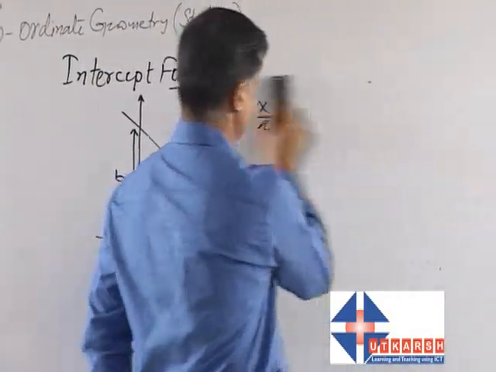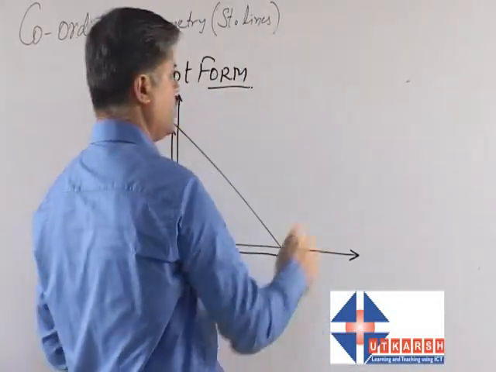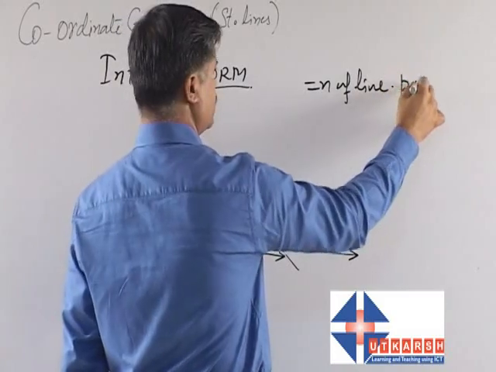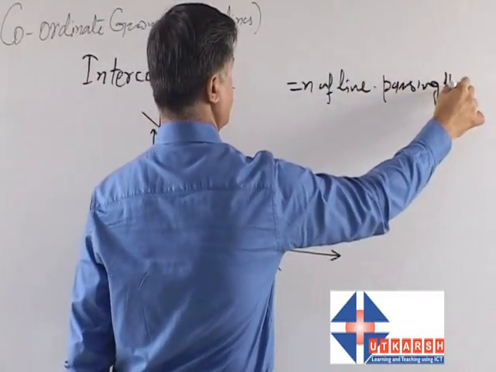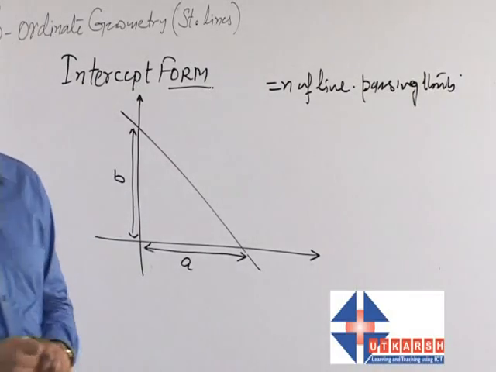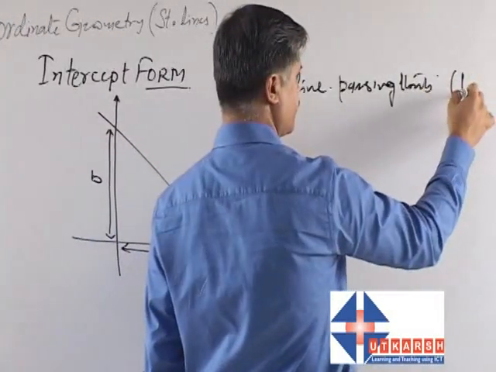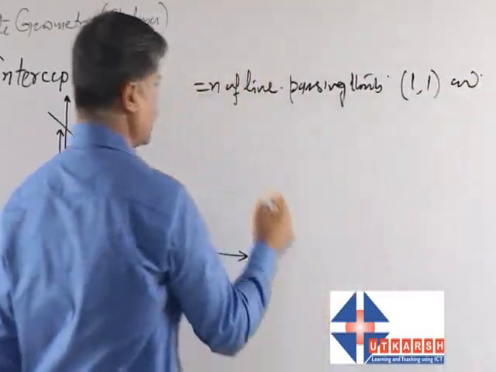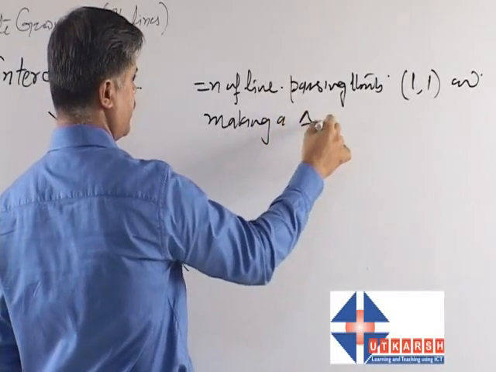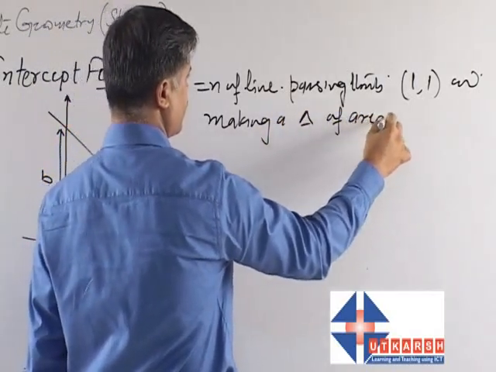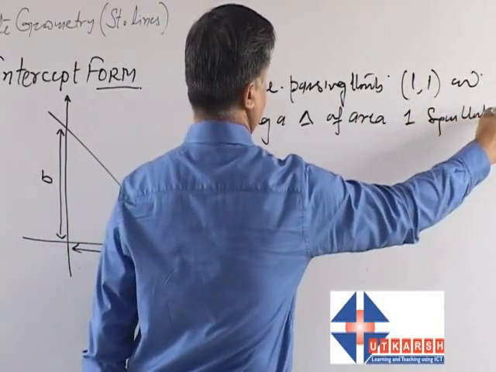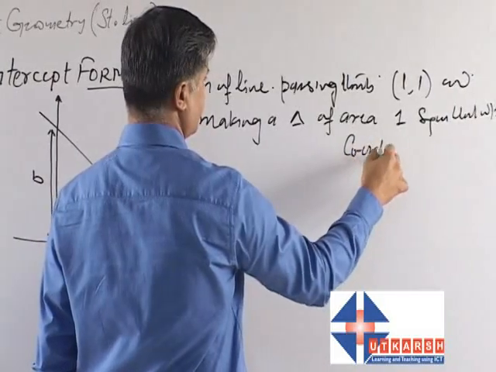Another example I am taking for this is an important form. Equation of line passing through (1, 1) and making a triangle of area 1 square units with coordinate axis.